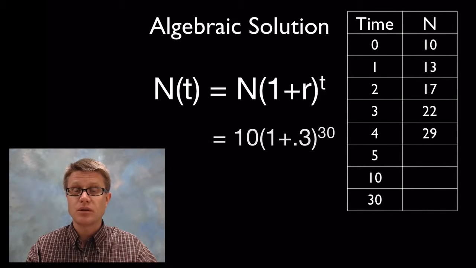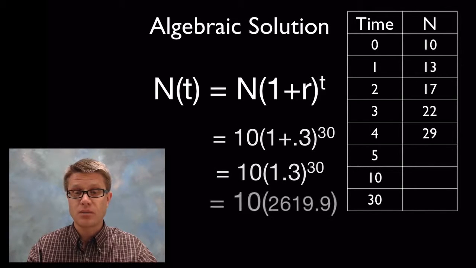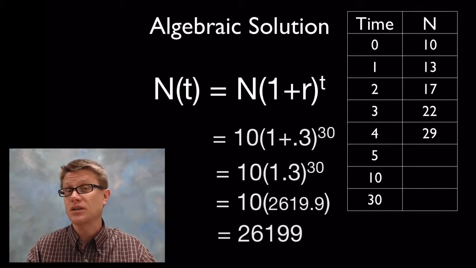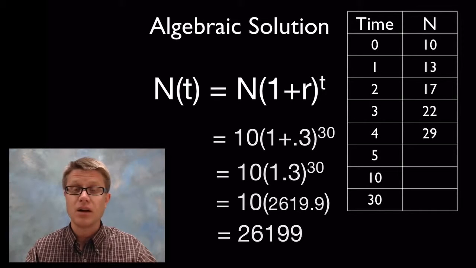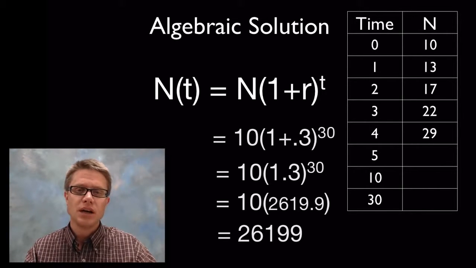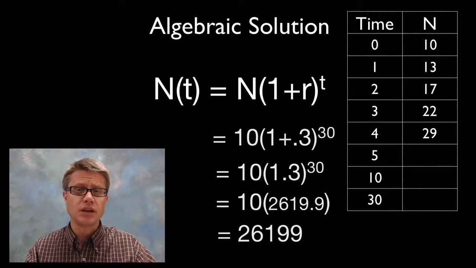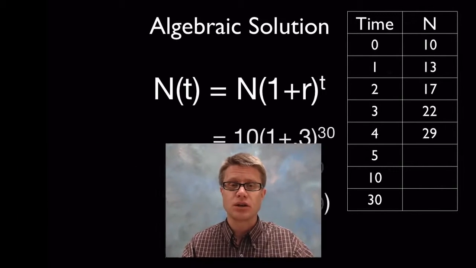Or I could just throw out another time. So let's say we go time 30. So then we're going to raise it to the 30th power. And so I get 26,199, which is going to match up exactly with our spreadsheet. We're going to have a lot of rabbits really, really quickly. And so that's kind of an algebraic solution. It's a quick way to be given a time and then figure out how much it's going to grow.